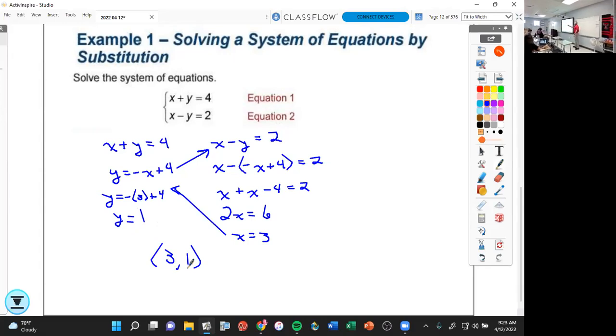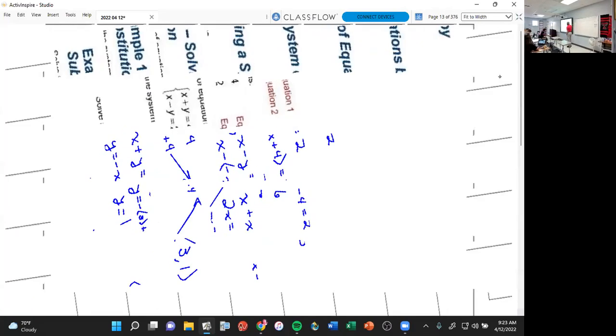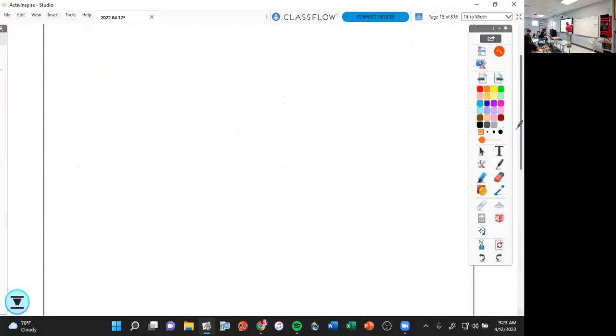Your homework problems aren't probably going to be this easy, right? But the concept's the same. This is beautiful. Okay, moving on.